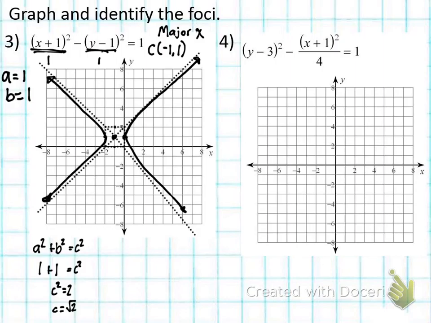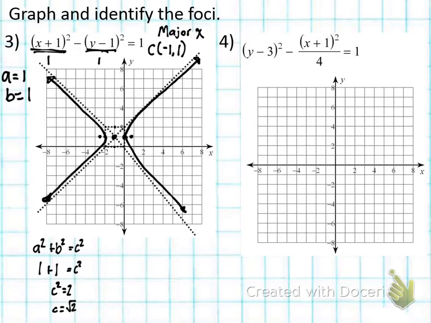Okay, square root of 2 we have to estimate, right? So square root of 2 is about how much? 1.2, 1.3, 1.4, about there. So we are just estimating, okay? So we're going to go to that value from the center, right? And because it's opening left and right, we're going to go about 1.4 to the left and the right, okay?